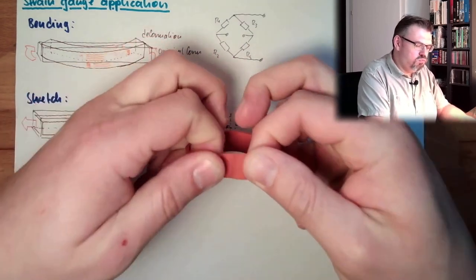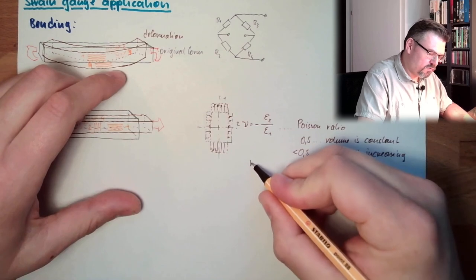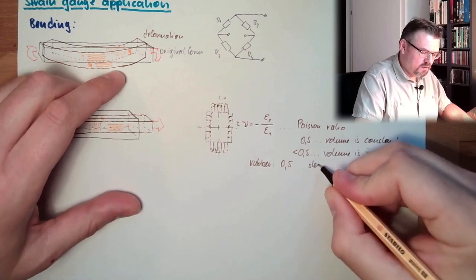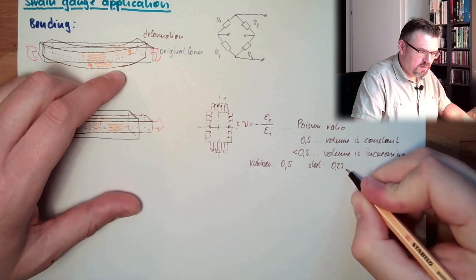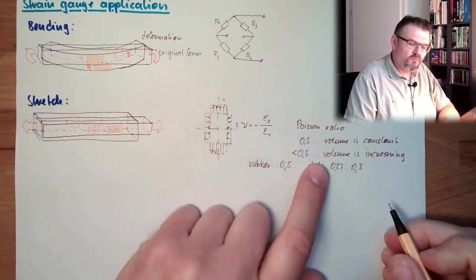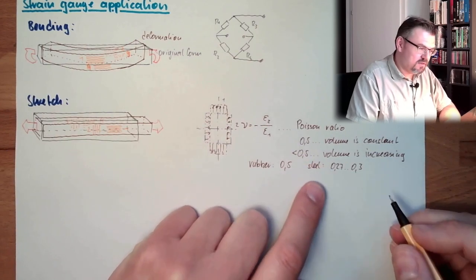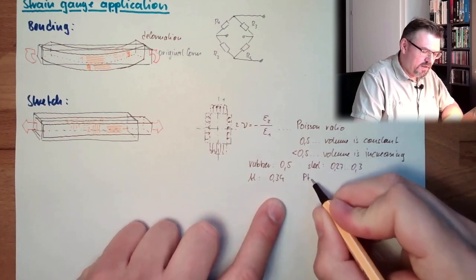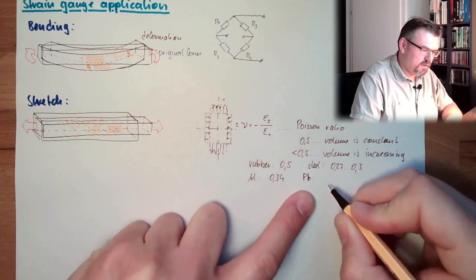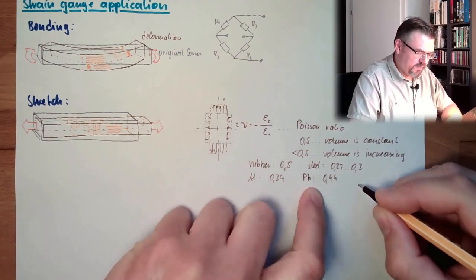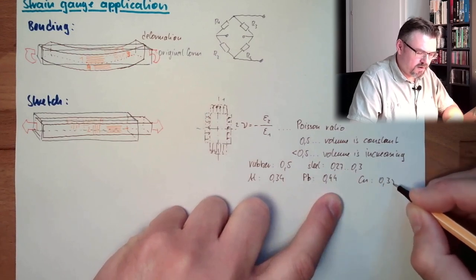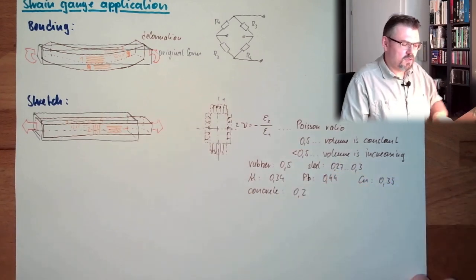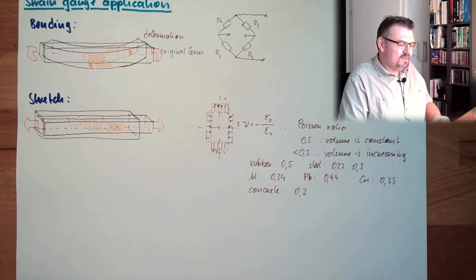So this is typical behavior of rubber. Rubber is 0.5. Then we have steel, for instance, and this is 0.27 up to 0.3. In this ratio, you see, the volume of steel is increasing in a load case. Then we have aluminium, for instance, 0.34. Then we have lead, 0.44. Then we have copper, 0.35. Concrete, 0.2. This is the Poisson ratio.